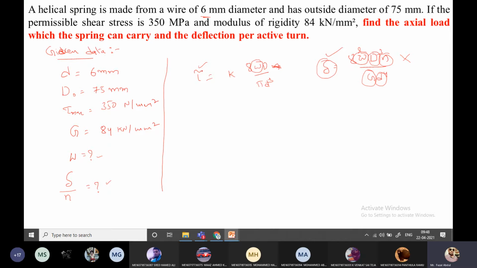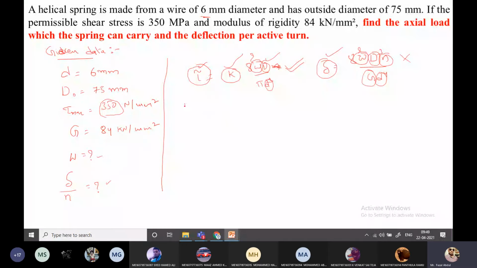Now see the first equation. The shear stress value is given in the question, the permissible one, 350, and K is the stress factor, or Wahl's stress factor. Two equations we have. This one we have to calculate, and the small d value is given. So this one we can calculate, this one also we can calculate. Only the unknown W is the question mark. It means one unknown is there, so this equation is suitable for solving this.